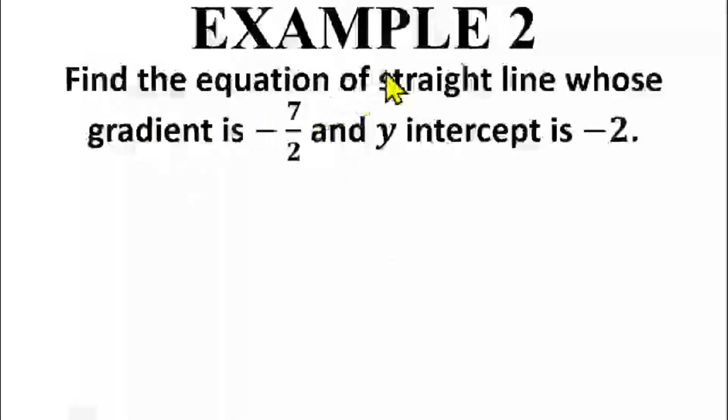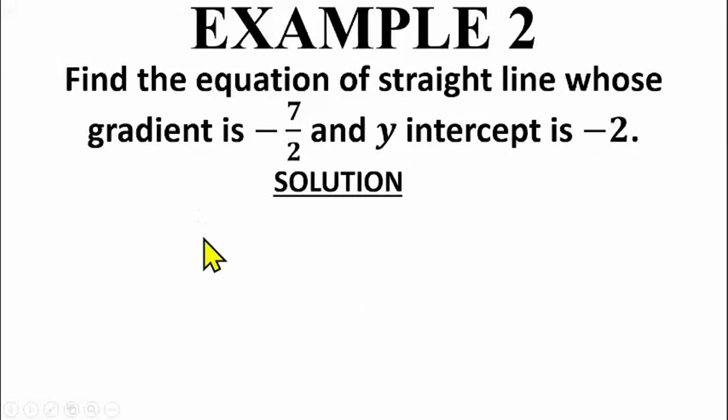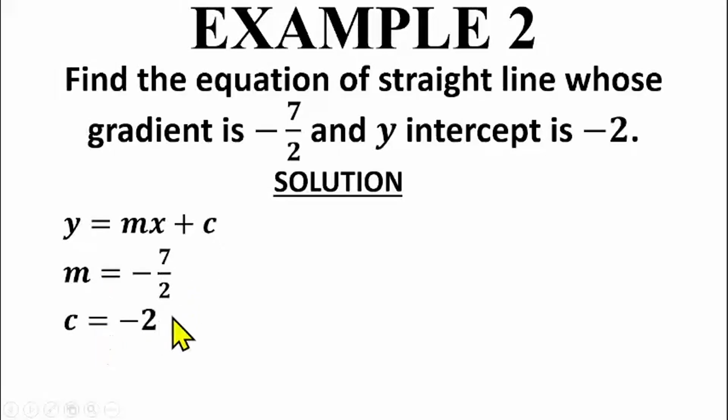Let's see more examples. We have to find the equation of the straight line whose gradient is minus 7 over 2 and y-intercept is what? Minus 2. So, of course, you remember the general equation of a straight line, which is y is equal to mx plus c. So our gradient here, m, is equal to minus 7 over 2 and the y-intercept is minus 2. So if you put that into this, you'll have y is equal to, our m is minus 7 over 2 x plus c is minus 2. You have open bracket minus 2.